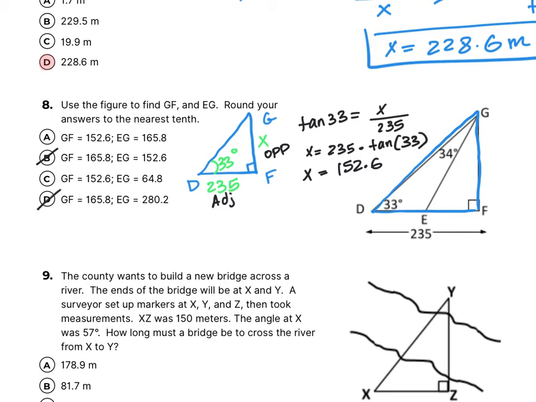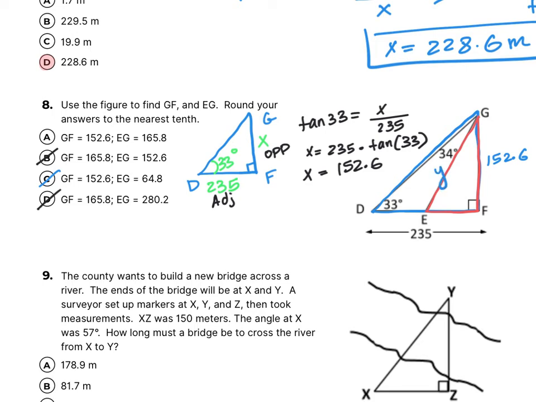Now if you look at the smaller triangle, this one, and you're supposed to find EG. EG is the hypotenuse in this triangle. And GF, we found it to be 152.6. Now you can think about it saying that the hypotenuse in a right triangle is always going to be greater than the leg. So you know that it cannot be C because EG is smaller than GF. This is the leg and this is the hypotenuse. That's one way to think about it using common sense. But I would like to actually solve for it.